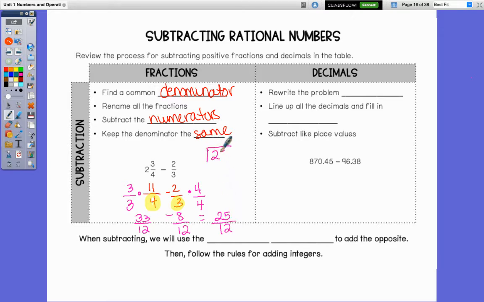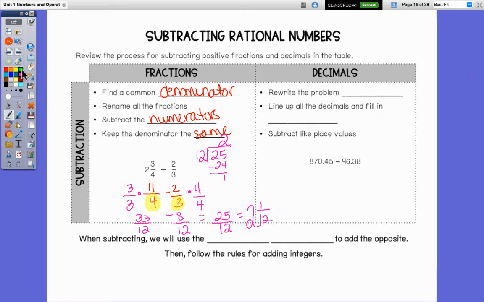You can do it all the way out like this if you want, or you can do it in your head like I do. 12 goes into 25 2 whole times. That gives me my whole number, and that is 24. And I'm going to subtract. My remainder becomes my numerator, and I keep my denominator the same. So I have 2 and 1/12.